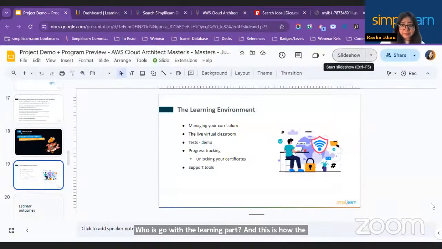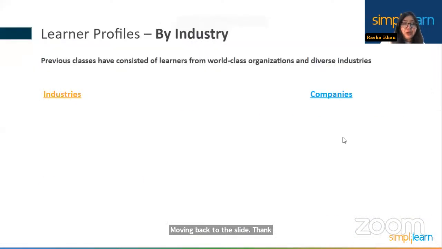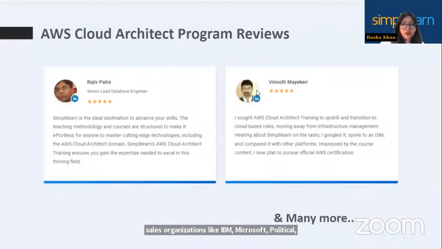Moving back to the slide, talking about the learner outcomes here. Interestingly, the previous classes have consisted of learners coming from world-class organizations like IBM, Microsoft, Oracle, Amazon, Wells Fargo, and also diverse industries like IT, software, BFSI, e-commerce, and many others. And talking about the alumni themselves, let's see what the alumni are saying here about the AWS Cloud Architect program.